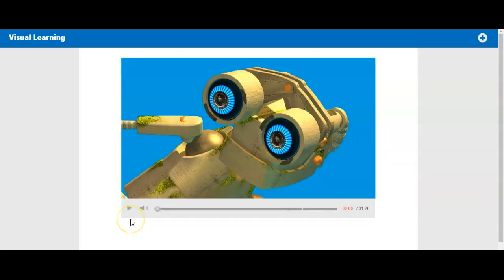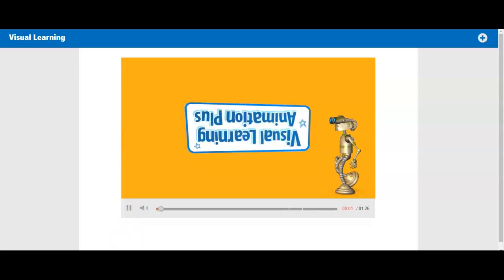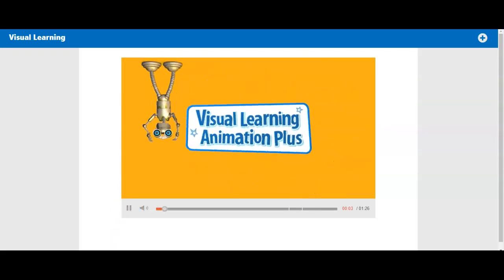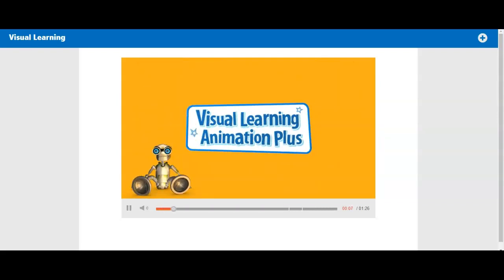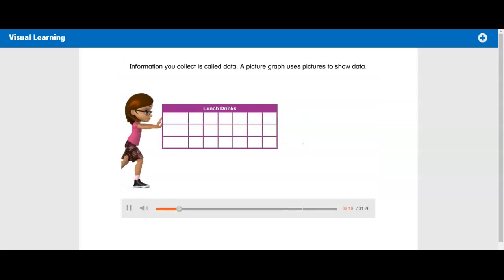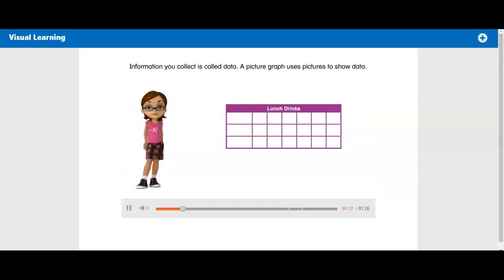Now let's watch our animated video to help us follow along the top of our workbook page 262. Information you collect is called data. A picture graph uses pictures to show data.